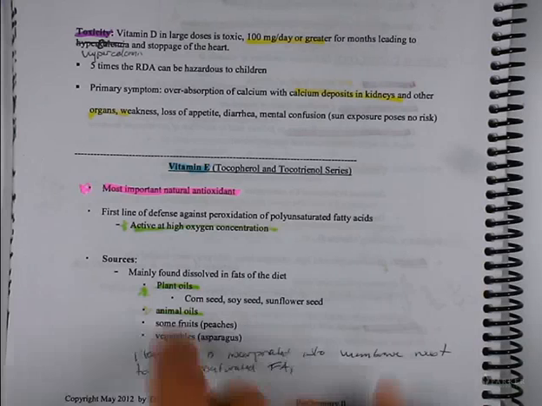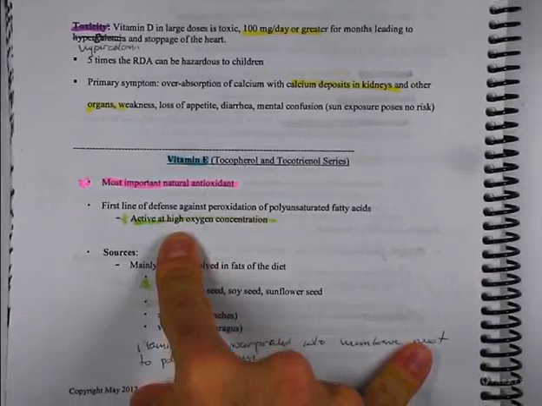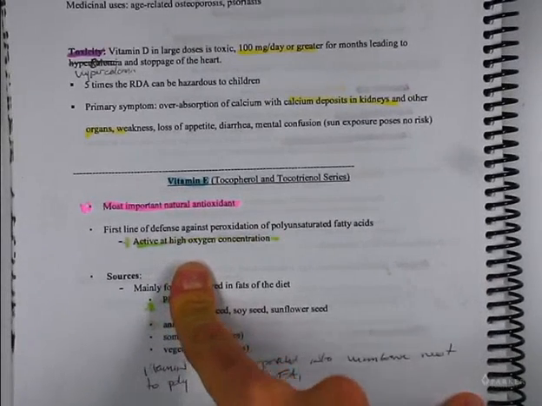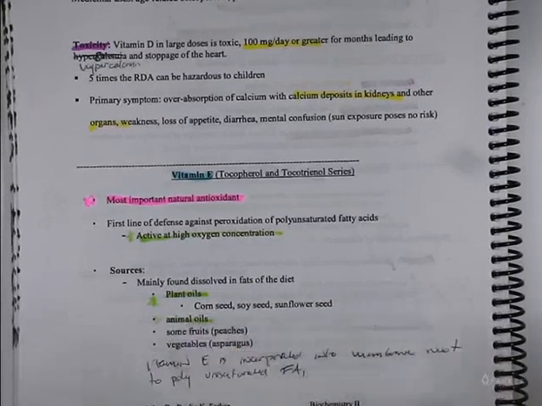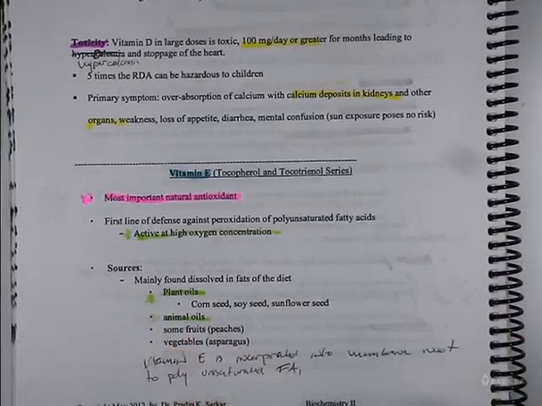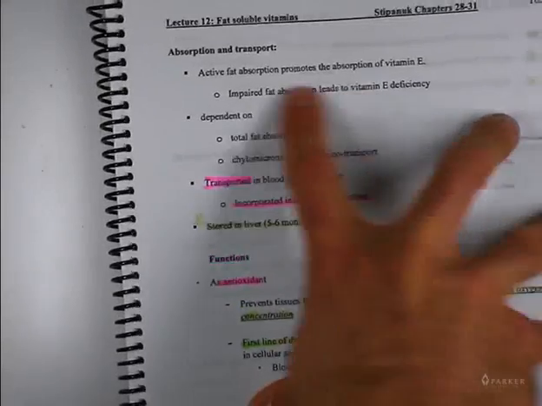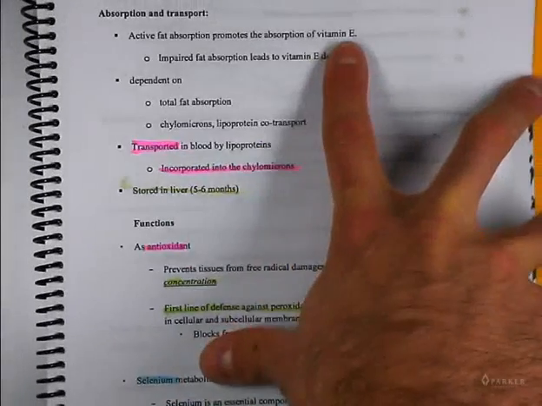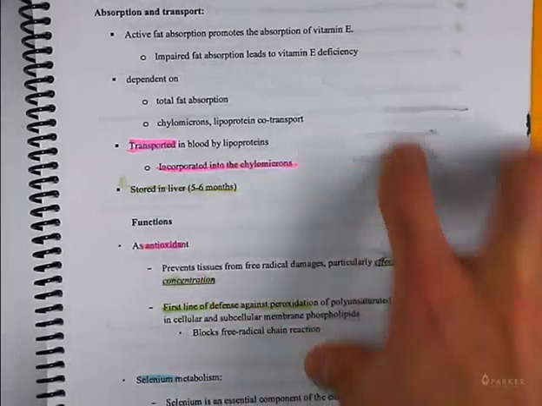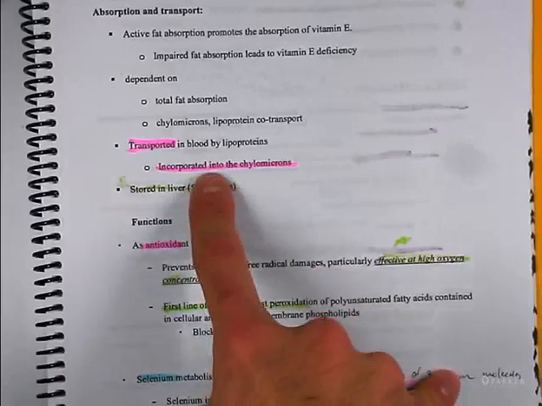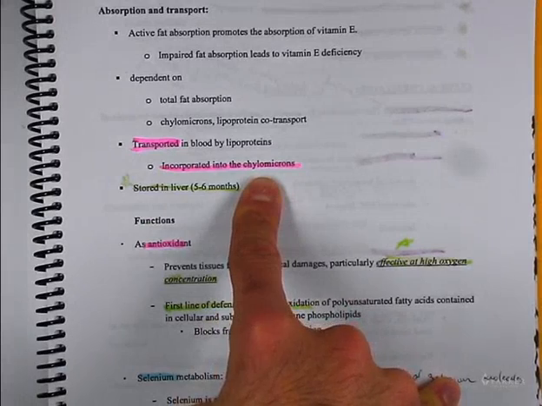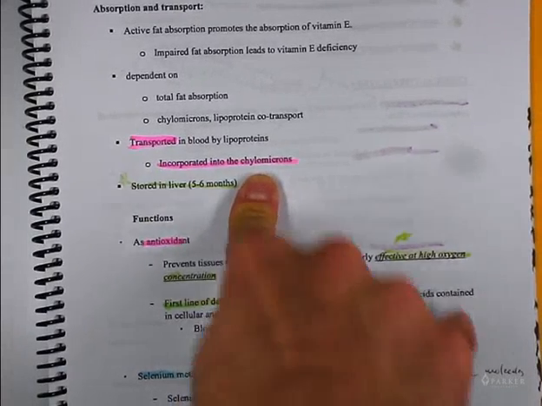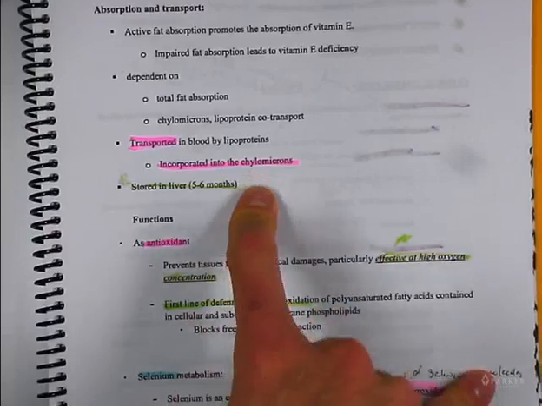Selenium is important too. It's effective at high oxygen concentration. That's why we did ACEs. Selenium and E are at the bottom. It's good at high oxygen concentration. Mostly found in plant and animal oils. Hooray, it's in an oil. It's a fat-soluble vitamin. Active fat absorption promotes vitamin E absorption. Malabsorption, you get deficiency conditions. We've talked about all that. It's transported by lipoproteins, which are incorporated in the chylomicron. Fat-soluble vitamins, fat transport, chylomicrons, liver, all that stuff, LDL and VLDL.